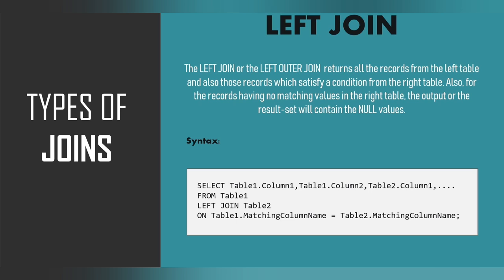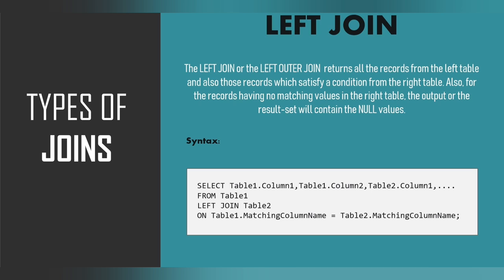would also be retrieved. Also, let me tell you that for the records which have no matching values in the right table, the output or the result set will contain null values, right? So basically, if you have around 3 rows from the left table which have no matching records from the right table, then those records will have null values. The syntax for left join, as you can see on the screen, is just similar to inner join. You just have to replace the word inner join with left join. You can change the syntax like select table 1 dot column 1, table 2 dot column 2, and so on.